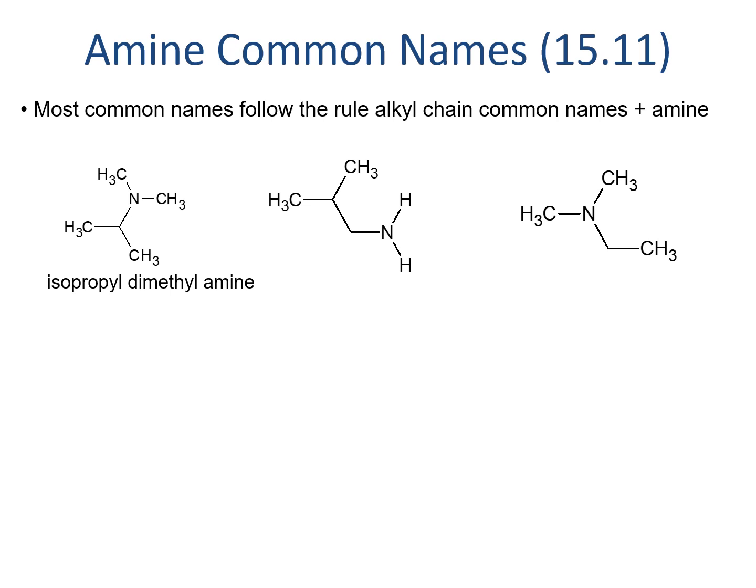Try to name the other 2 amines in this common form. The only side chain on the next amine is an isobutyl group, making this isobutylamine. The third molecule has 2 methyl side chains, a dimethyl, and we have an ethyl side chain. So we'd say it's ethyl dimethyl amine.